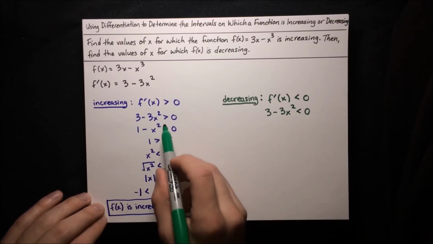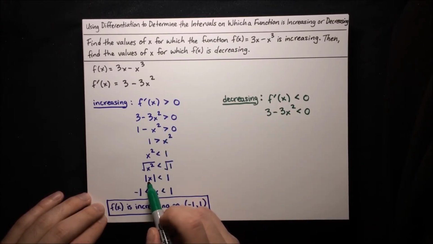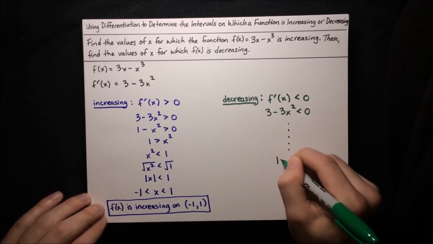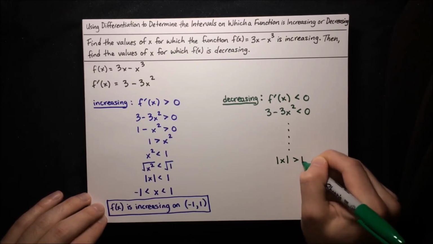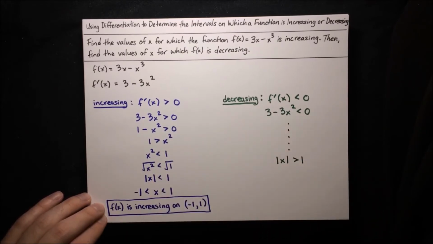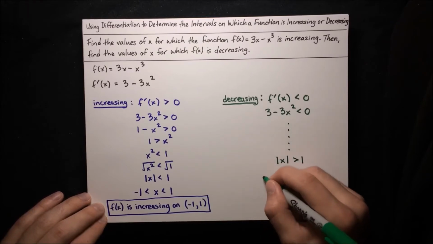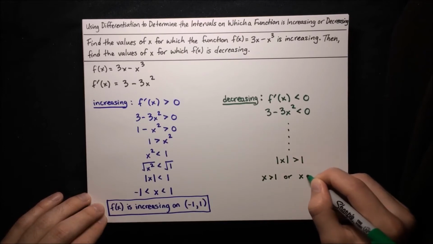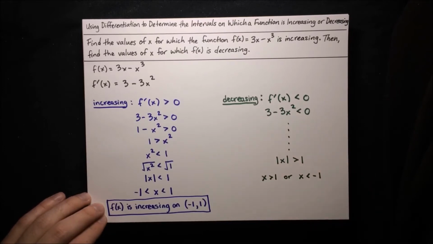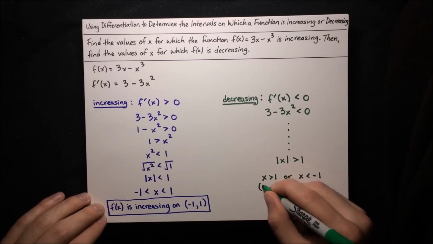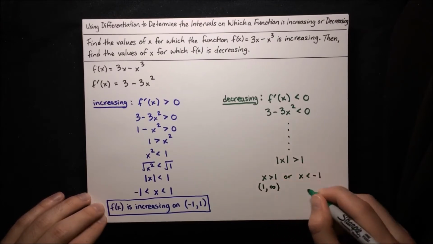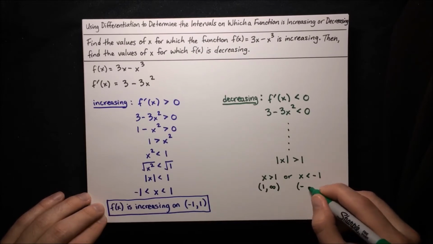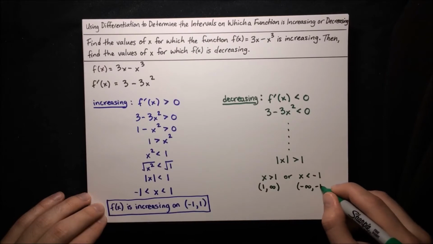So why don't we skip all the way down to this final step where absolute value of x is less than 1, and here it'll be absolute value of x is greater than 1 because the sign was flipped. And if absolute value of x is greater than 1, then that means either x is greater than 1 or x is less than negative 1. X is greater than 1 corresponds to the interval 1, infinity, and x is less than negative 1 corresponds to the interval negative infinity to negative 1.